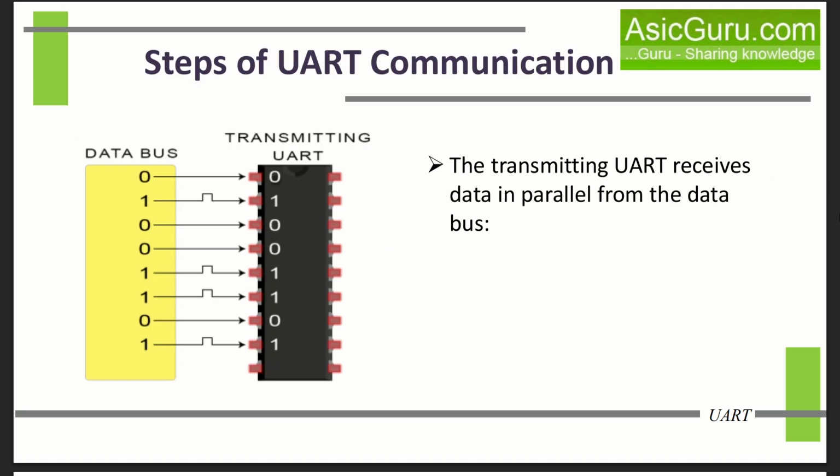Now moving to the next part, where we will see the steps of UART communication. Let's walk through the step-by-step process. First, the transmitting UART device receives data in parallel from the data bus. This is typically data from the CPU or microcontroller that needs to be sent to another device.